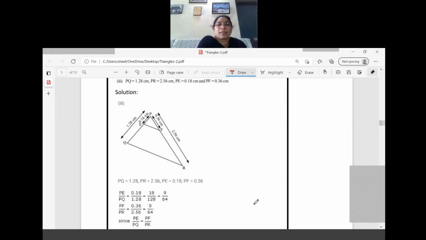So here what we have taken, PE is taken, and with respect to which side, the longest side, that is PQ is taken. So PE by PQ we have applied here, and what is the value? The 0.18 divided by 1.28, and your answer is 9 by 64. PE by PQ also we can write it directly, that is the application of BPT theorem only. So we got the simplification as 9 by 64.